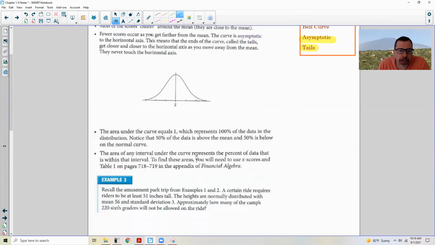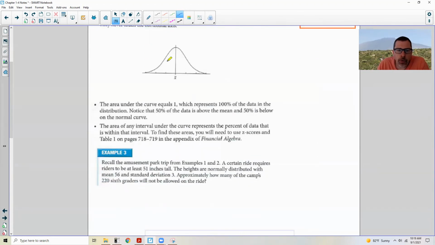The area under the curve equals one. So if we found the area underneath this curve, it equals one, which represents 100% of the data in the distribution. Notice that 50% of the data is above the mean and 50% is below on the normal curve. The area of any interval under the curve represents the percent of data that is within that interval.